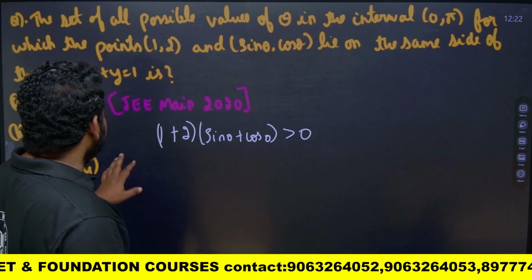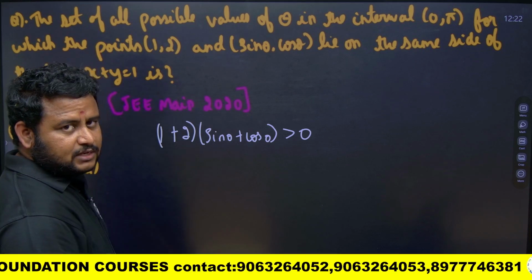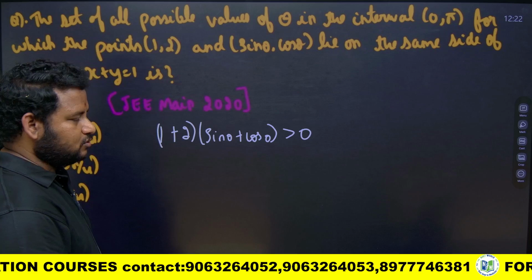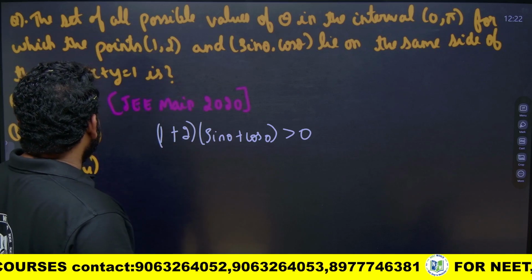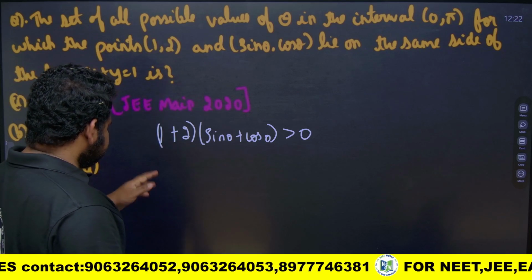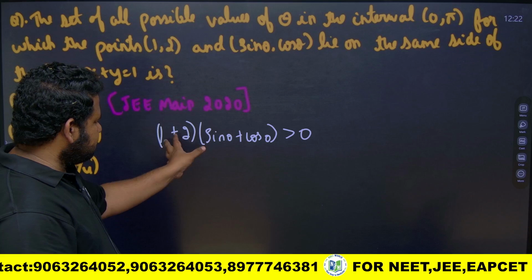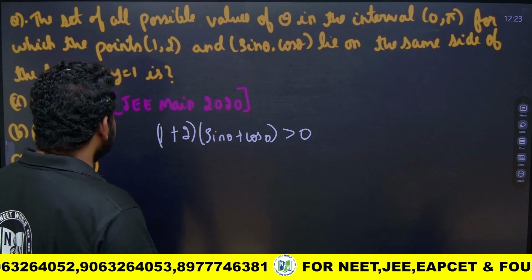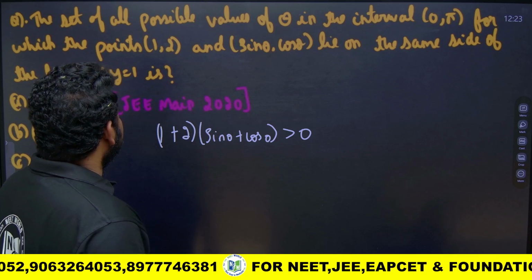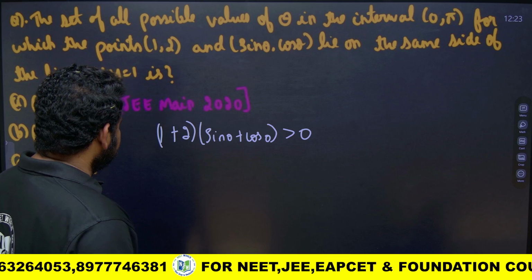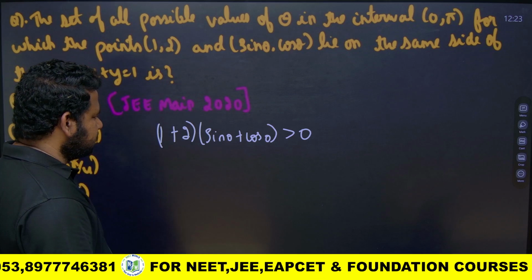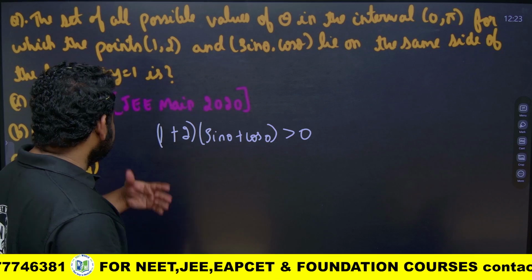Then I have to put the values in x plus y is equal to 1, so you have to satisfy this line. So 1 plus 2 into sin theta plus cos theta, I have 1 plus 2 there, so this will become 3 sin theta plus 3 cos theta, and this should be greater than 0.